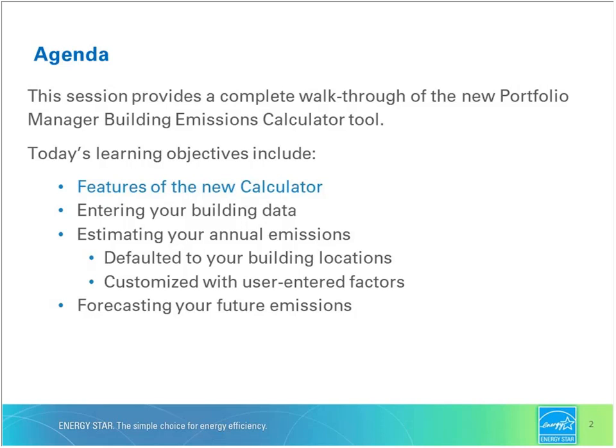And so we're going to broadly identify background context and new features of the calculator. And then we're going to walk through the process of getting your building data into the tool, using the core functionality of the tool to estimate your annual emissions using a couple of different calculation methodologies. We're going to talk about how to use the tool to forecast future emissions. We're going to show you how to get data out of the tool.